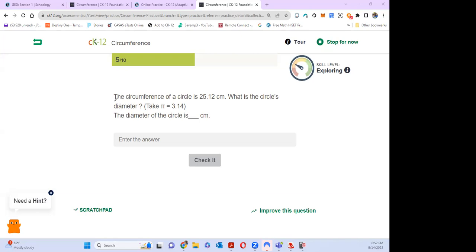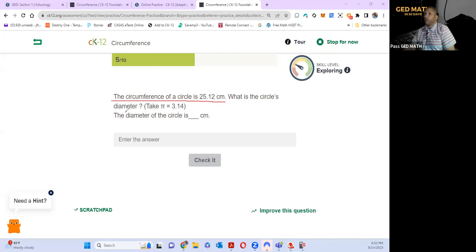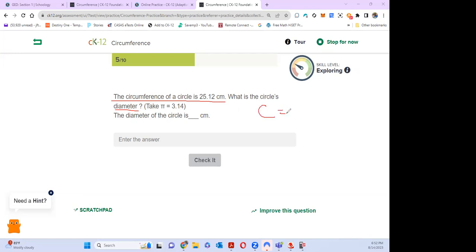The circumference of the circle is 25.12 centimeters. And what do they want to know? They want to know the diameter of the circle. What is the formula to find the circumference of a circle if you have the diameter? So when we do this, the circumference divided by pi. No, hold on. What is the formula to find the circumference if you know the diameter? C equals D divided by pi.